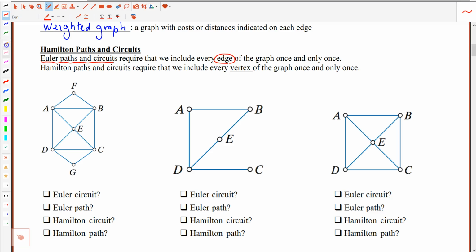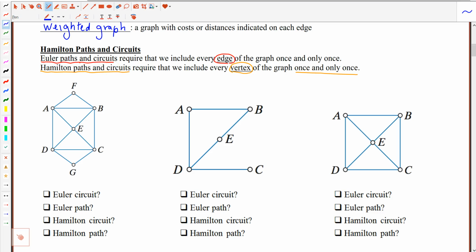Hamilton paths and circuits are going to shift our focus. On a Hamilton path or circuit, we are required to include every vertex of the graph once and only once. Remember when you were bouncing around on your Euler path or circuit, we said you could repeatedly come back to a vertex as long as there was a new edge that allowed you to get out of it? That's not going to happen anymore in these Hamilton ideas. Once you visit a vertex, you're never allowed to go back there.